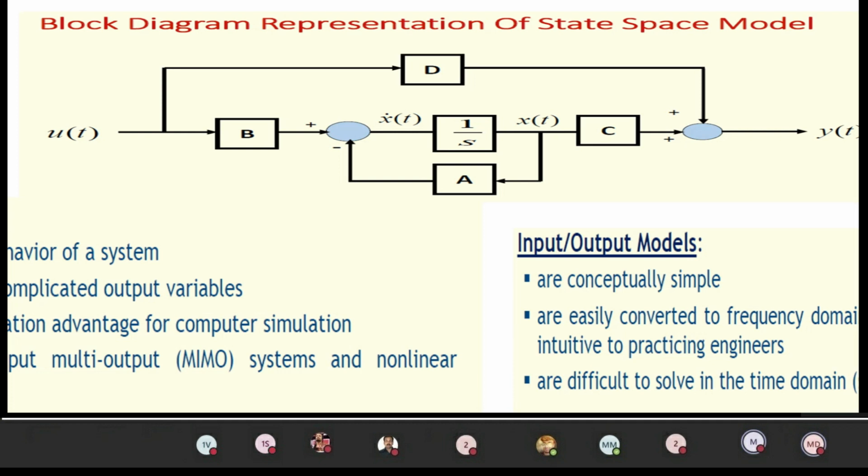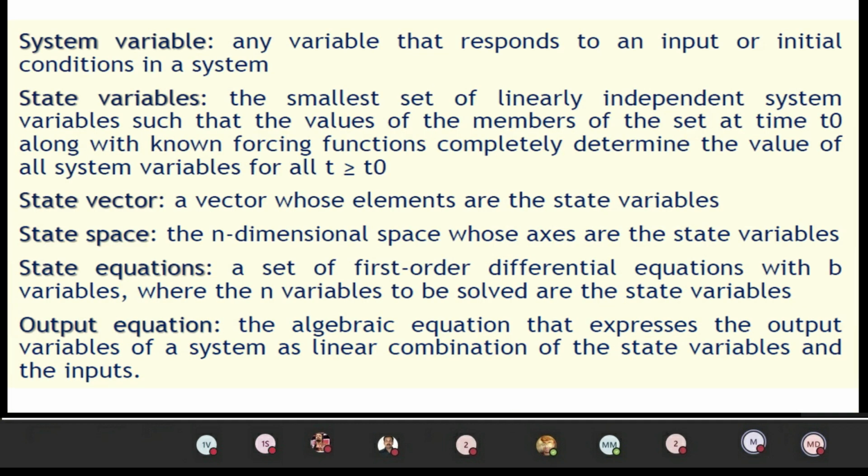Okay, so here we can go for the next. The first term is the state variable. What are the different definitions for these different terms? The system variable is any variable that responds to an input or initial conditions of the system.